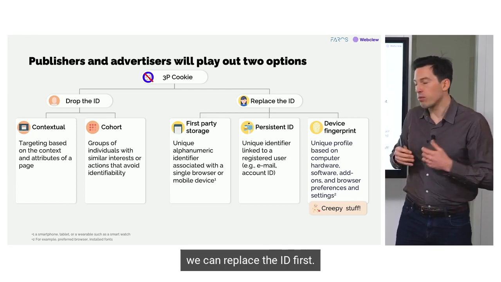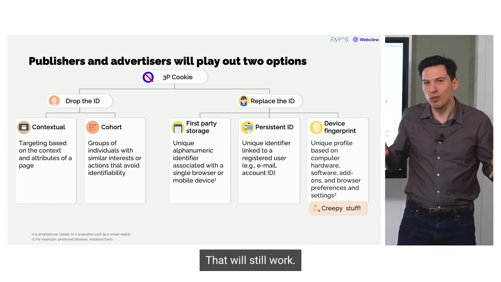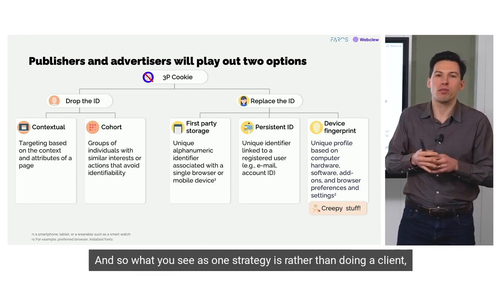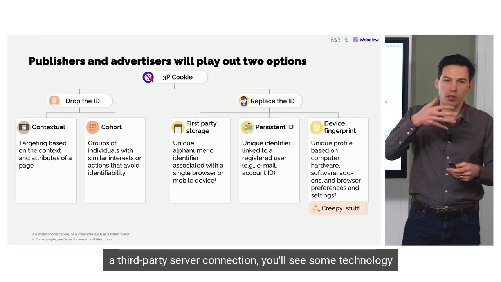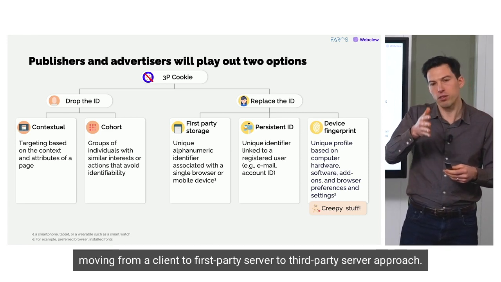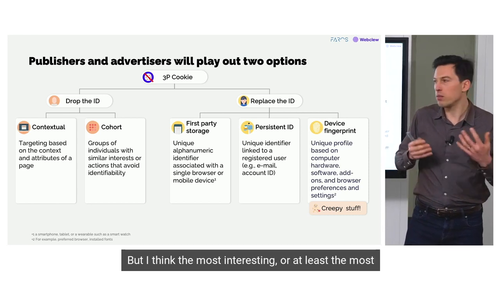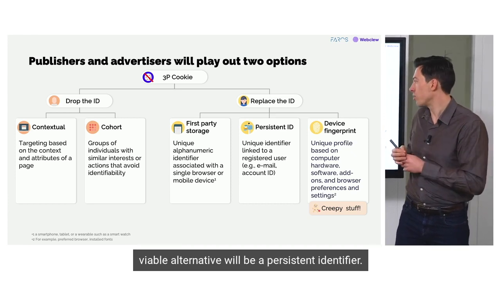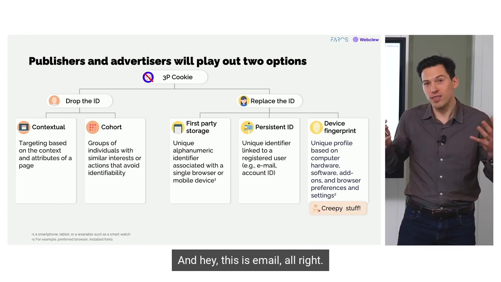On the right here, we can replace the ID. First, we still have first party, right? That will still work, that will not change. And so what you see as one strategy is rather than doing a client to third-party server connection, you'll see some technology moving from a client to first-party server to third-party server approach. But I think the most interesting, or at least the most viable alternative, will be a persistent identifier. Hey, this is email, right?